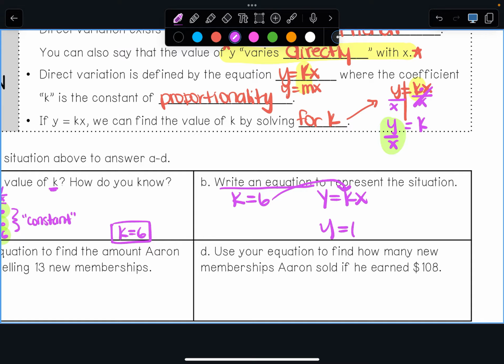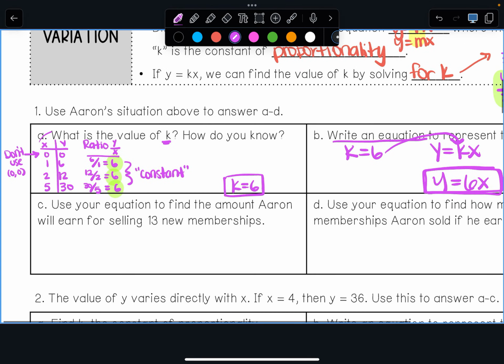So when we write an equation, our equation is y is equal to 6x. One distinct feature, notice there is no y-intercept here. So that's how you know that it is going through the origin, because we can add 0 to the end of it. It says use the equation that we have just found to find the amount that Aaron will earn for selling 13 new memberships.